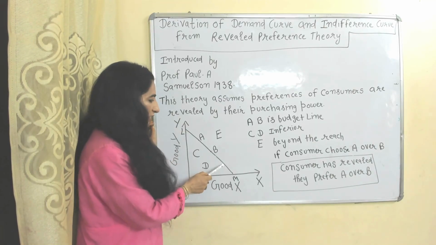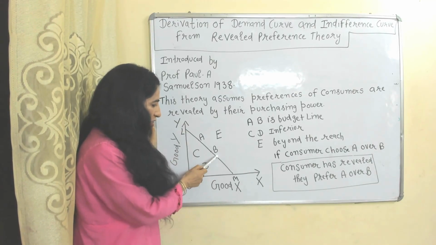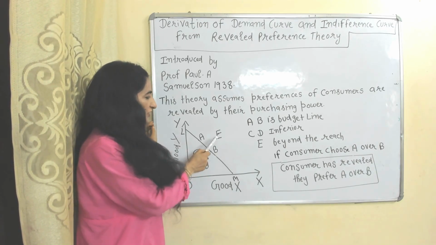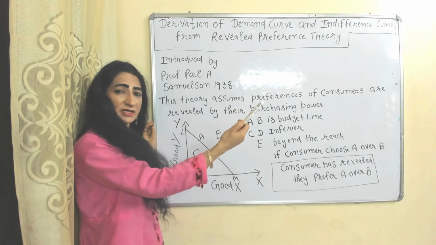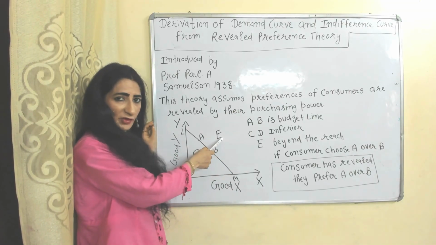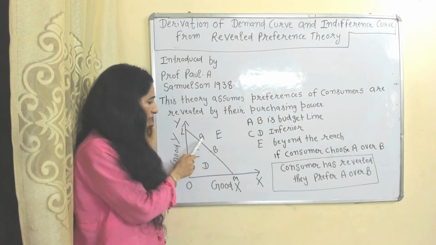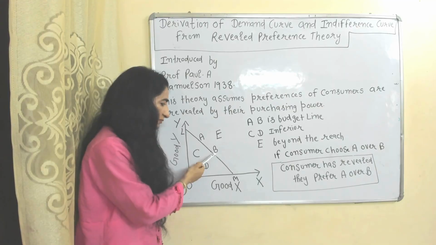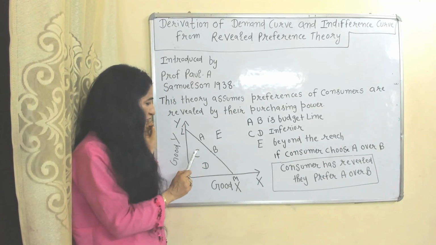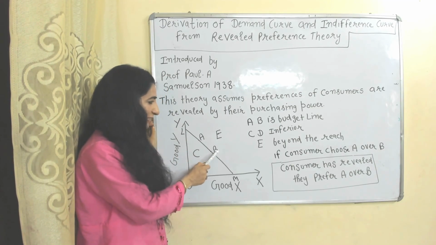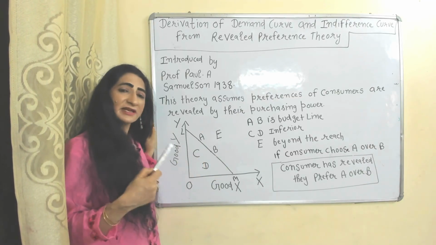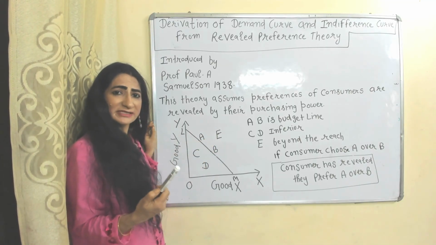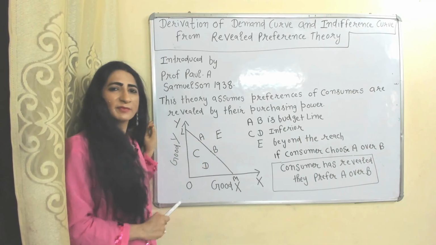X good, Y good, budget line. Combinations below the budget line are inferior, so the consumer will not choose them. Combinations above the budget line are beyond the reach of the consumer, who cannot afford them. The consumer can afford all combinations which lie on their budget line. That means the consumer can afford A and B combination. If the consumer chooses A combination over B, that means the consumer has revealed that they prefer A over B. So according to this theory, consumers can reveal their preferences through their purchasing power.